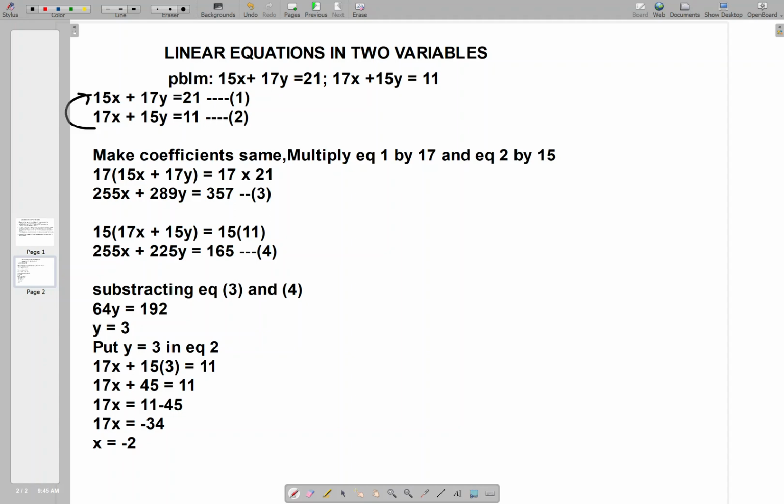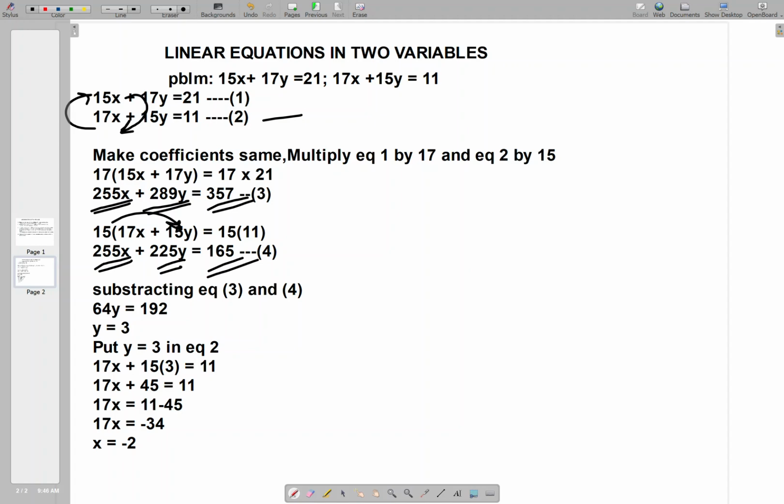17. We just multiply with the opposite numbers. So multiplying with 17 gives you 17 into 15 is 255, 17 into 17 is 289, and 17 into 21 is 357. And we'll multiply the second equation with 15. So multiplying with 15 gives you 15 into 17 is 255, 15 into 15 is 225, and 15 into 11 is 165.